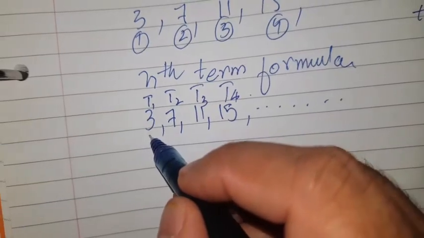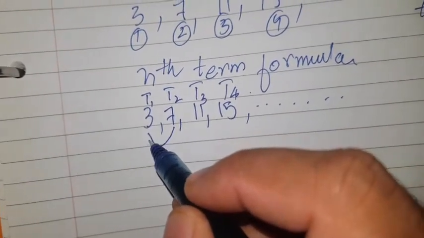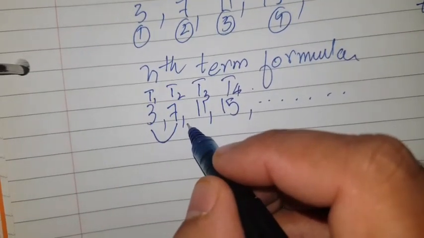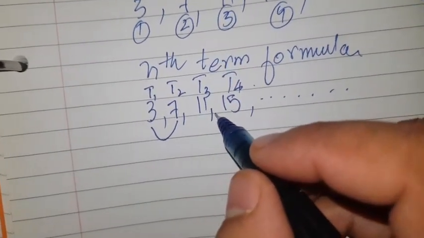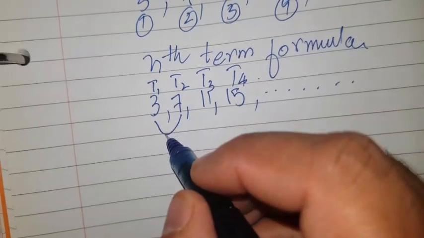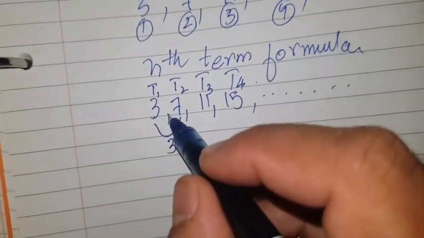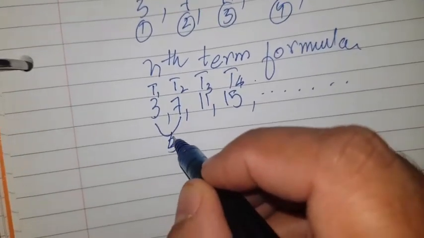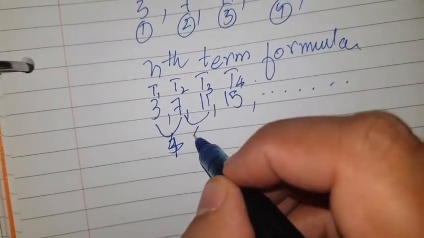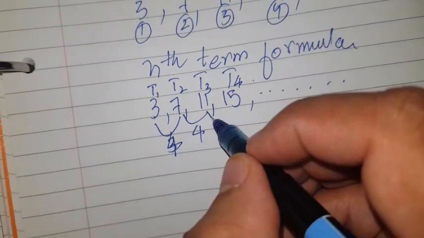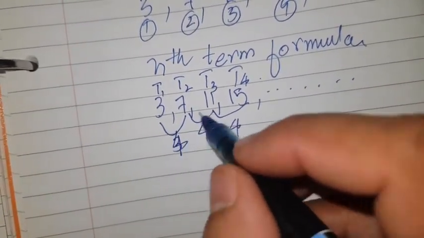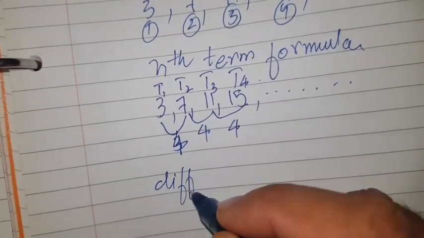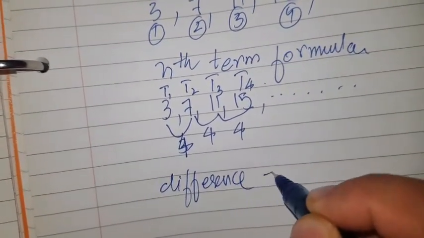Now let me check my difference. From 3 to 7 the difference is 4. From 7 to 11, the difference is 4. From 11 to 15, the difference is 4. So this means the difference between each term is 4. So I can write down that my difference between these terms is 4.